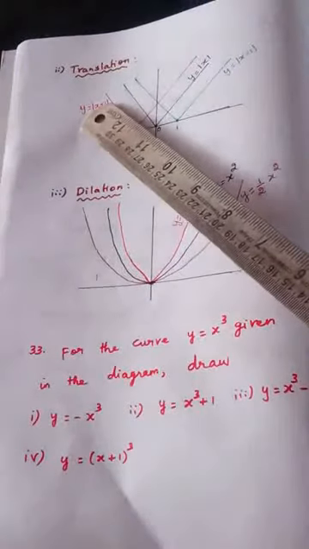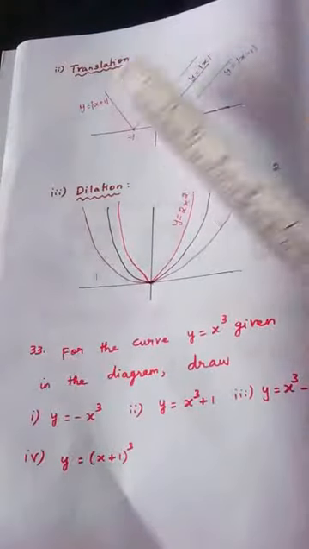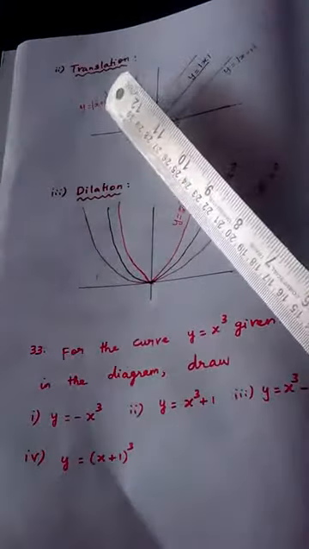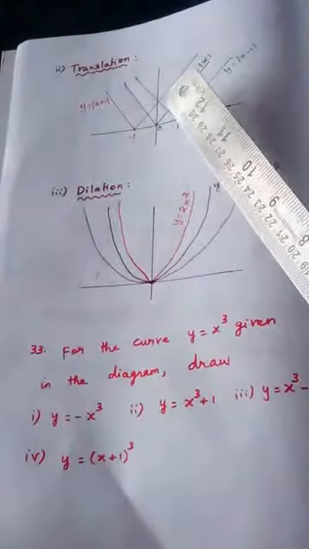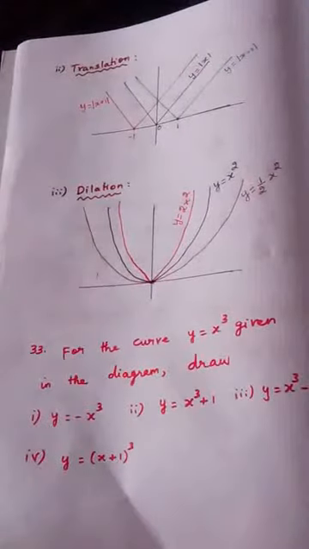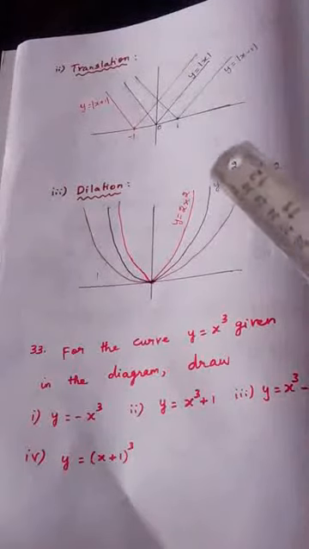Since plus 1 is present, the difference between this and this is that this is x and this is x plus 1. If plus 1 is present, I should move the graph to the left hand side by 1 unit. Understand deeply and try to take in the concept.